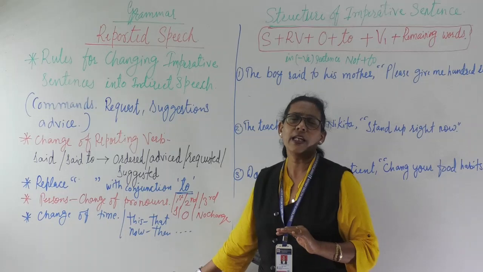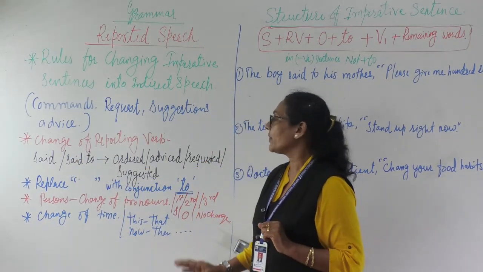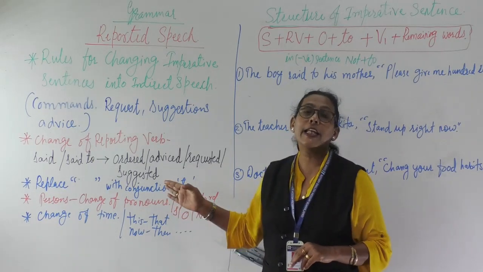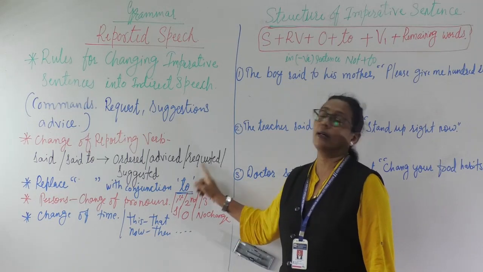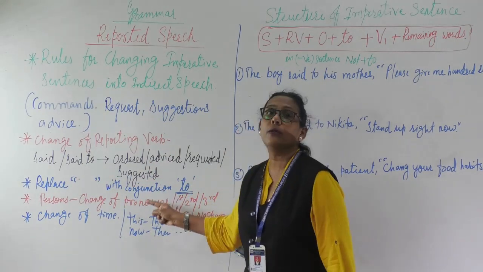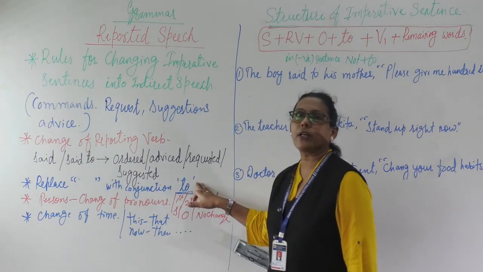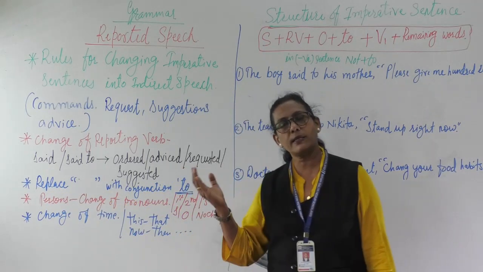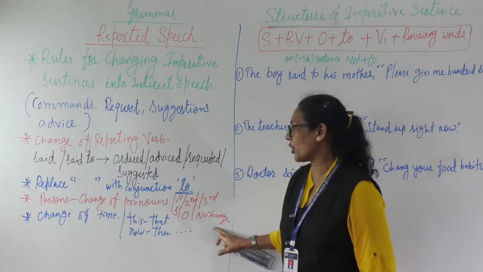The same rules apply here in imperative sentences. First, the change of reporting verb. If said or said to is there in the direct speech, as it is an imperative sentence, you write ordered, advised, requested, or suggested. Then the inverted commas are replaced with the conjunction to. Then the person: first person follows subject, second person follows object, third person has no change.